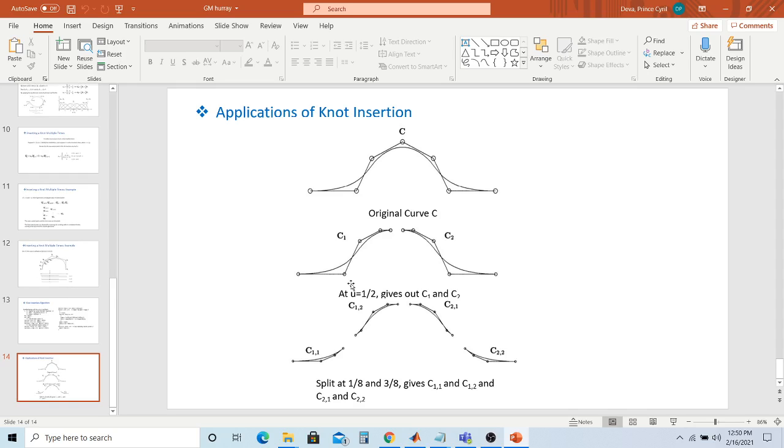Well, this slide shows the applications of knot insertion. The application shown here is splitting a cubic curve. If we start with the original curve C that you can see here, and then split it at u equal to 1 by 2, resulting in the curves C1 and C2, which are then split at 1 by 8 and 3 by 8, resulting in the following curves C11, C12, C21 and C22.